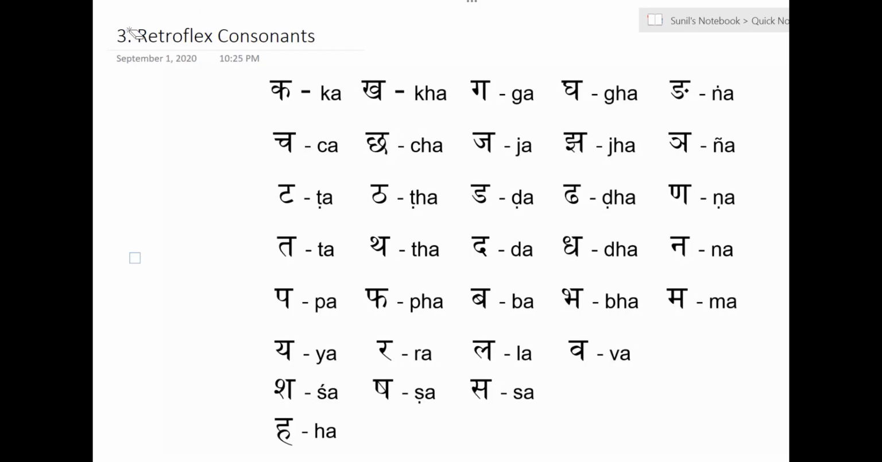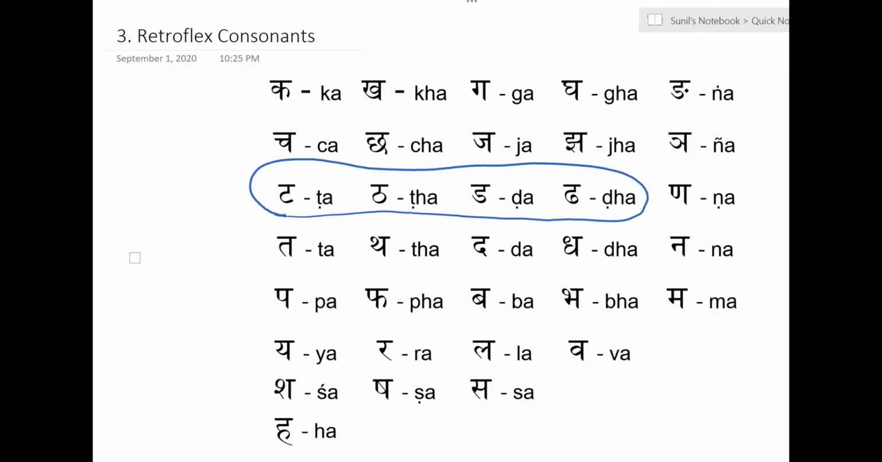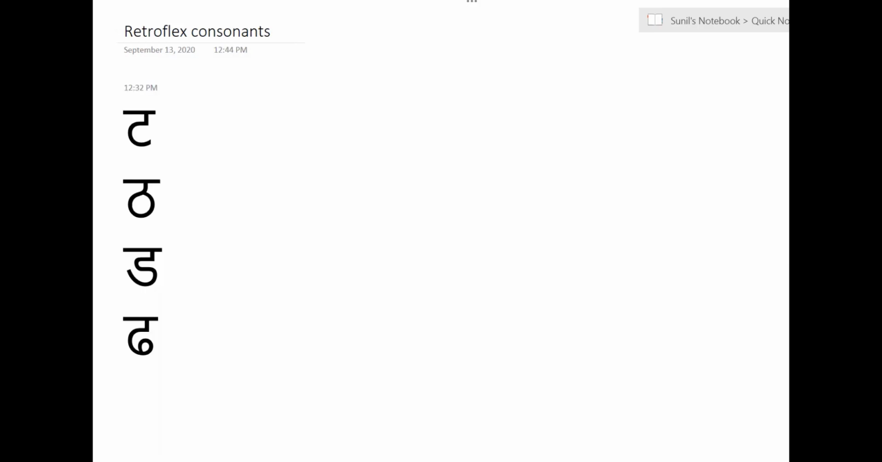The next category of consonant-consonant combination is retroflex consonants. So if you see these 4 consonants, ta, tha, da, dha, they don't have a vertical line and they also don't have any tail. So now we'll learn how to make consonant-consonant combinations with ta, tha, da, dha. The combinations with retroflex consonants are mainly with each other. So they come with each other only.